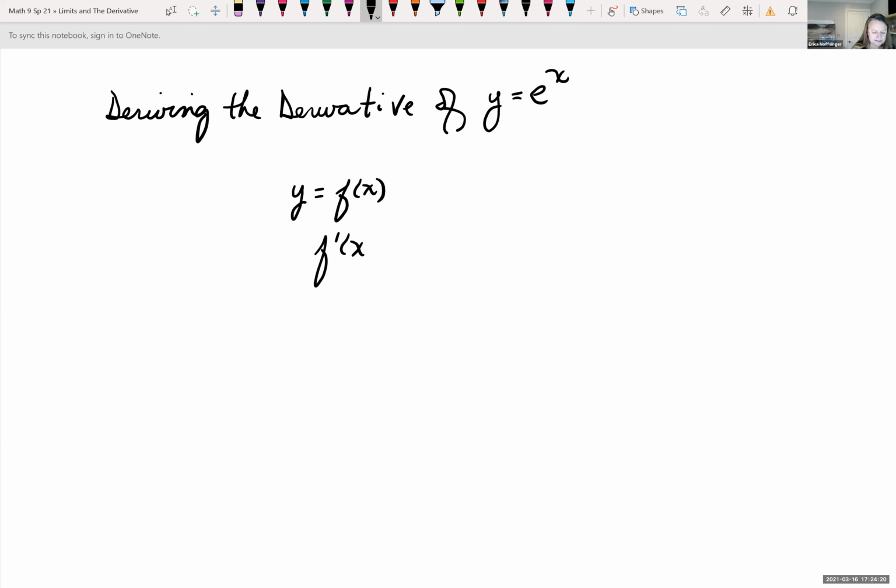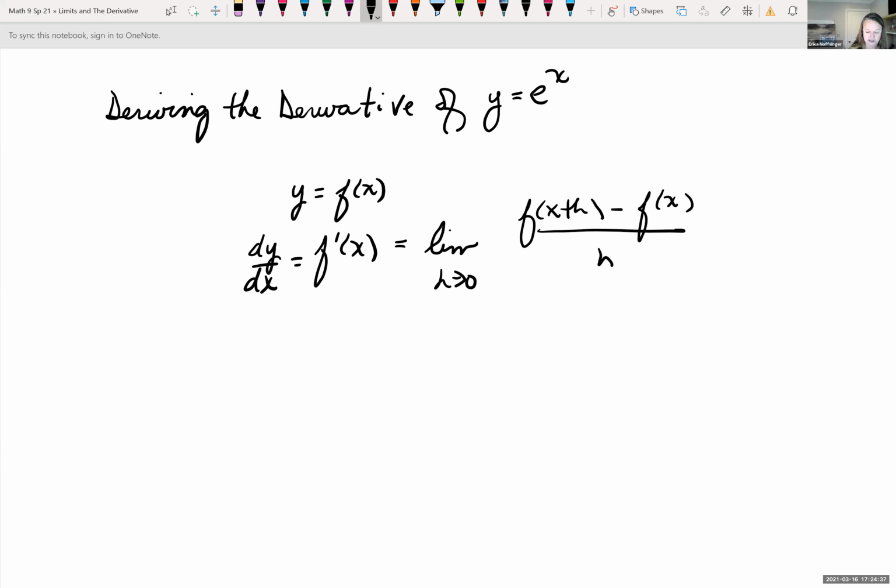And so remember, when we take the derivative, we have y is equal to f of x, then the derivative of f of x, or dy dx is another way to write this, is equal to the limit as h goes to 0 of f of x plus h minus f of x all over h. So that was the formal definition. And so we're going to go in and use the formal definition on y equals e to the x.